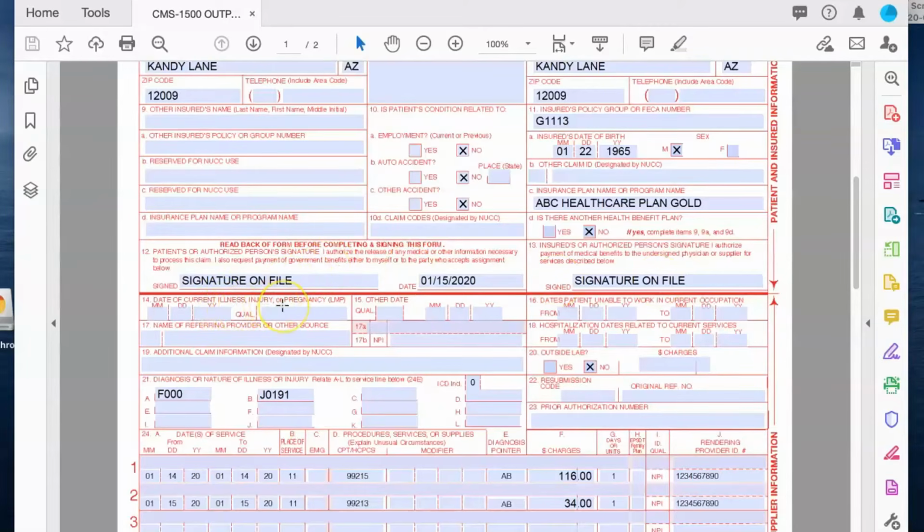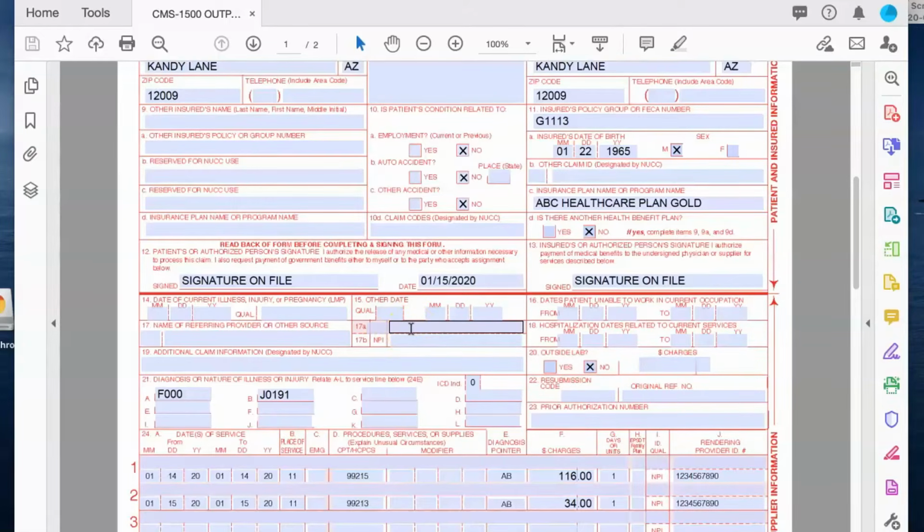Box 14, date of current illness, injury, or pregnancy. If it applies, you'd enter the month, date, and year. Same in Box 15. In 17, if you have a referring provider, you'd list their name here and their NPI in 17B. A referring provider is the doctor that gave the patient a referral to see a specialist. This is usually the primary care provider.